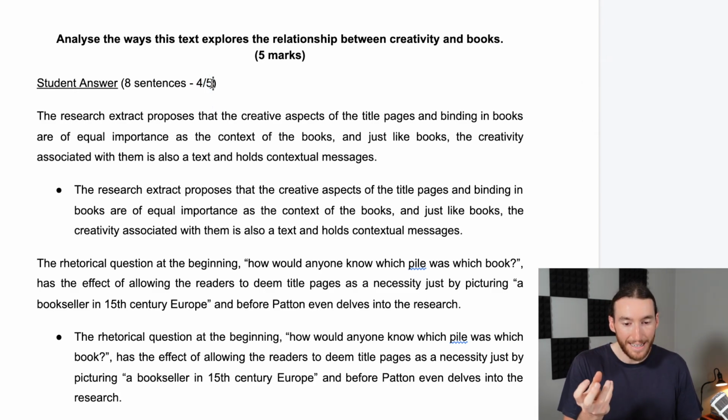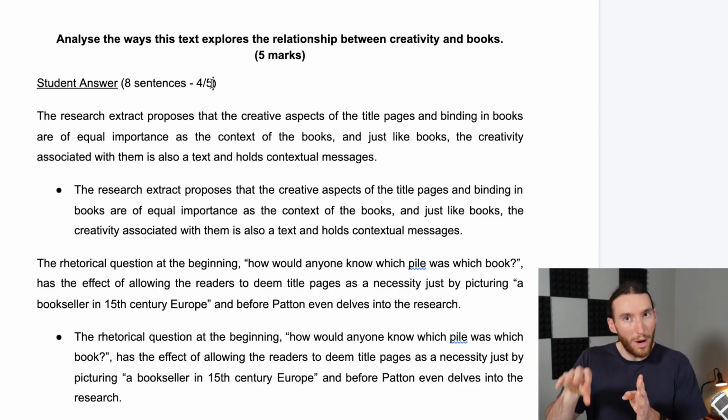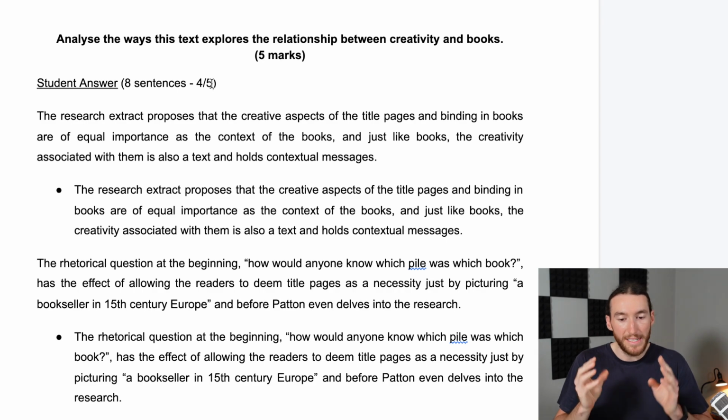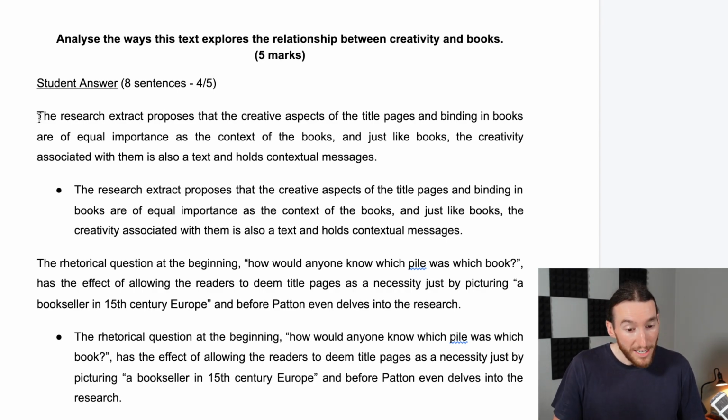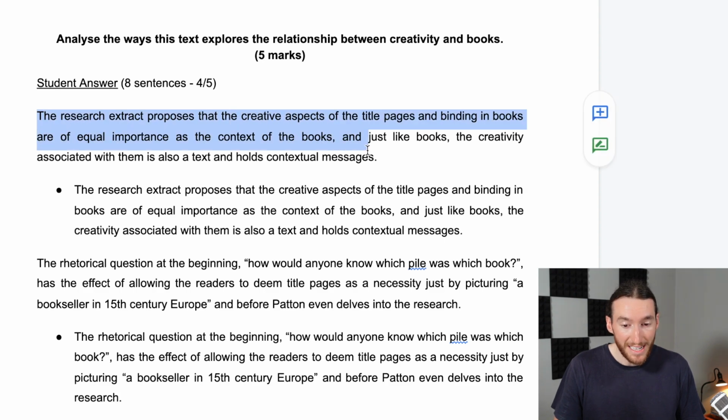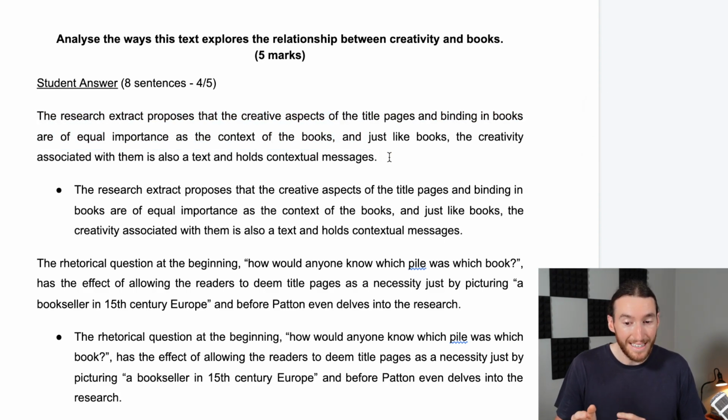I think it was lacking a little bit of evidence and critique there, and a couple of the points just went on too long. You could have done some of the points in 1 sentence that were done in 3 sentences. So let me take you through it. The research extract proposes that the creative aspects of the title pages and binding in books are of equal importance as the context of the books. And just like books, the creativity associated with them is also a text and holds contextual messages.